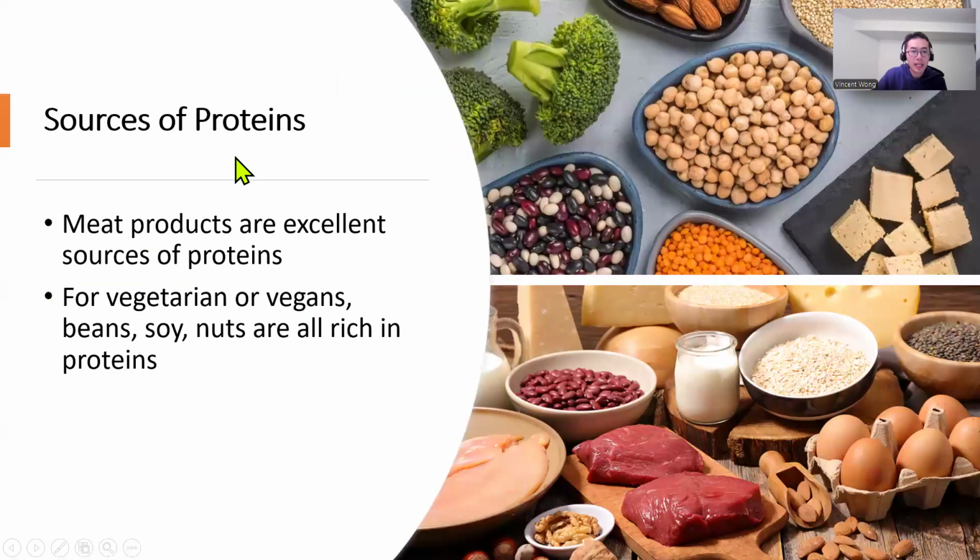Okay, sources of protein. Basically meat. Okay, all the meats have proteins. Dark meat, light meat, white meat, doesn't matter. They all have proteins. Although red meat is a little bit not as healthy, they say. If you're vegetarian or vegan, then your go-to source for proteins would be beans, soy, nuts. They are all pretty good in proteins, like tofu, that kind of stuff, which is a soy product, an excellent source of protein.